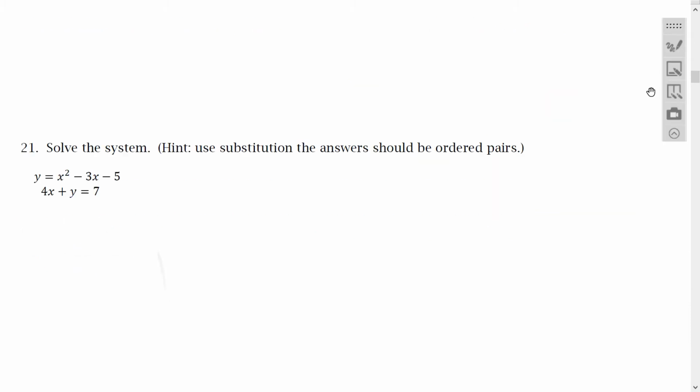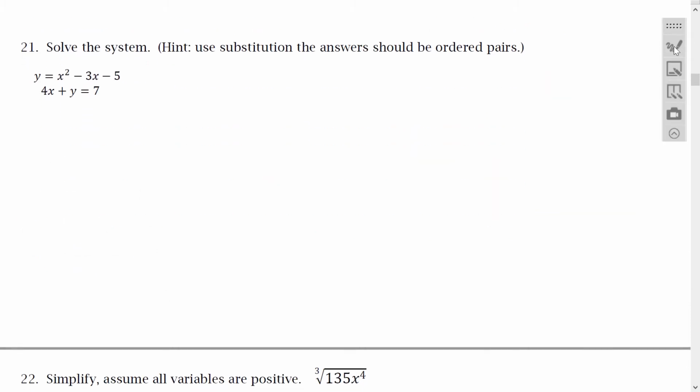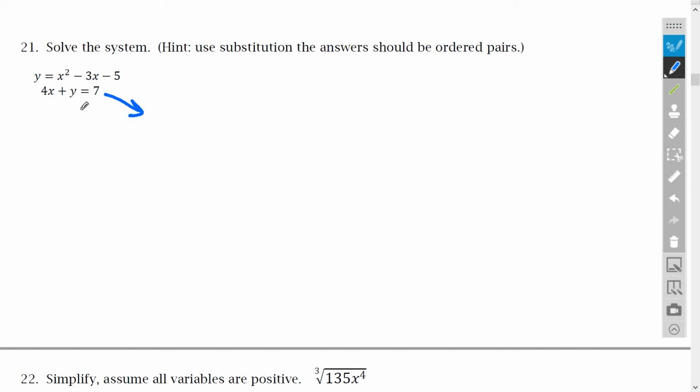Okay. 21. Solve the system. Use substitution. The answer should be in ordered pairs. Okay, so if I want to solve this system, then I need to use substitution here. The easiest thing is going to be to rewrite this one in terms of y. Okay, so 4x plus y equals 7. So I will subtract 4x. So y is equal to negative 4x plus 7.